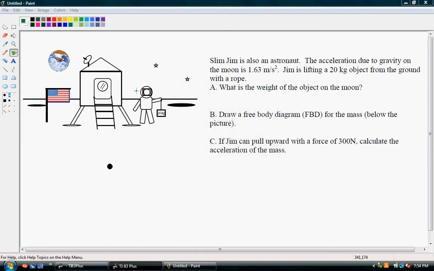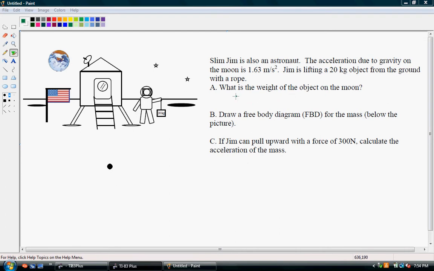Slim Jim is also an astronaut. The acceleration due to gravity on the moon is 1.63 meters per second squared. So this is our new acceleration due to gravity. Jim is lifting a 20-kilogram object from the ground with rope. What is the weight of the object on the moon?